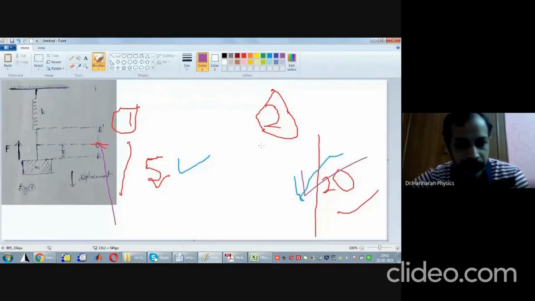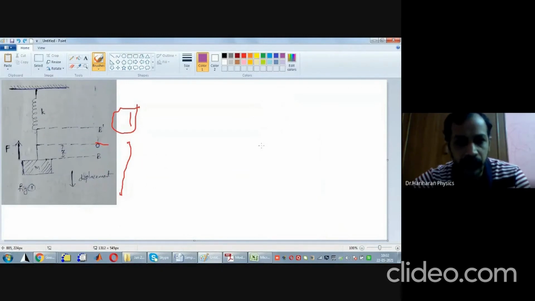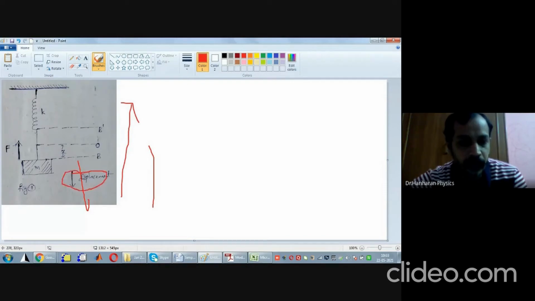I'll undo all these stuffs. Okay. What does this mean? Simple. Look here. I'll take a red color. You pull this object over a distance x, and the restoring force will act in the upward direction. This is the direction of displacement, which is downward. The direction of restoring force of the spring after I withdraw my pull is upwards.